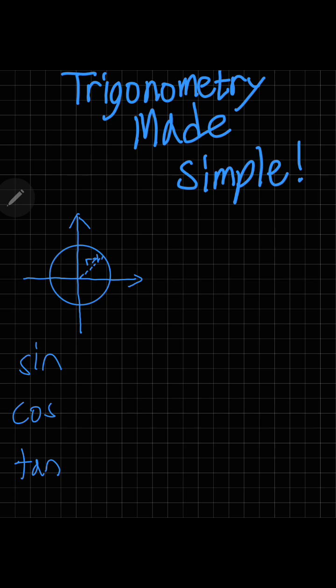Now before we tackle the basics of trigonometry, we have to look at the unit circle. So here's the unit circle. Here's the y-axis, here's the x-axis. Now it lies on the xy coordinate plane and it has a radius of 1.